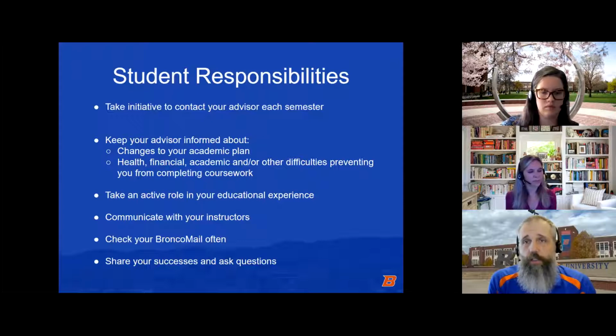But keep us informed of all the good things that are happening with you as well. We want to hear that you did well in a class. We want to hear that maybe you got that job that you were really wanting. We want to celebrate those things with you. That's why we do what we do. We want to see your successes and see you move forward with your goals.